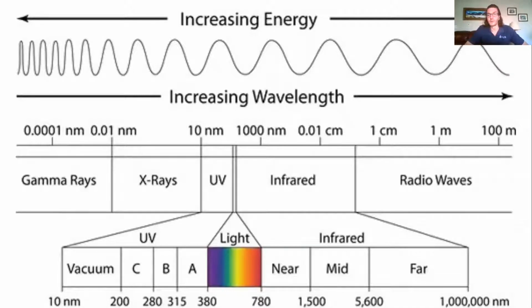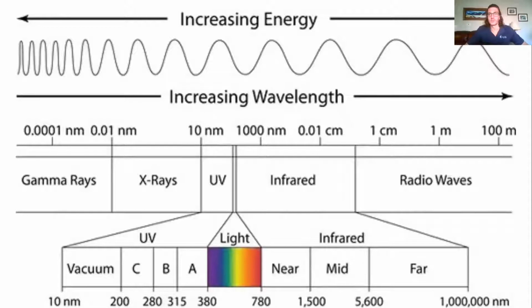So this is the full spectrum of wavelengths that are found in our environment that are emitted from the sun. And so you'll see there's others as well. So there's things like gamma rays and X-rays and radio waves, but we're not going to focus on that. We're going to focus on UV, light, and infrared, as those are the ones that really have an impact on us in our everyday lives.